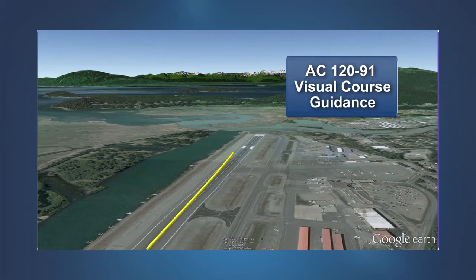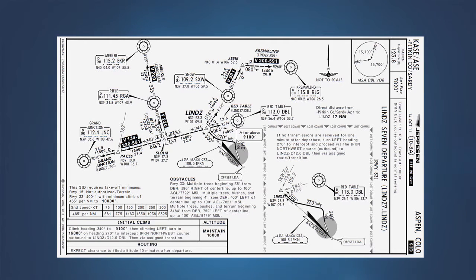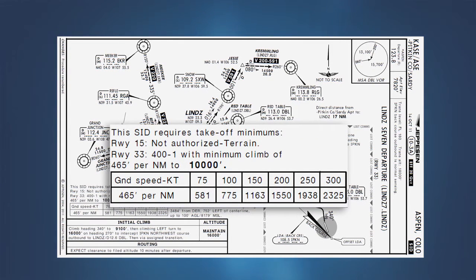Another option provided in the AC uses visual guidance to avoid obstacles. While this may sound simple, the AC requires that specific procedures be provided to the flight crew along with any weather or lighting requirement necessary to maintain reference with the desired ground track. IFR procedures like the LINDZ standard instrument departure often contain minimum climb requirements. As mentioned by our flight crew in the Aspen briefing, this SID has a climb gradient requirement of 465 feet per nautical mile, up to 10,000 feet MSL.